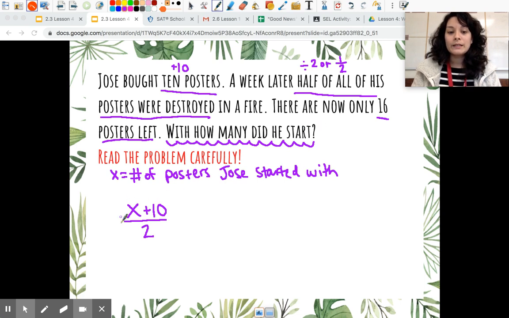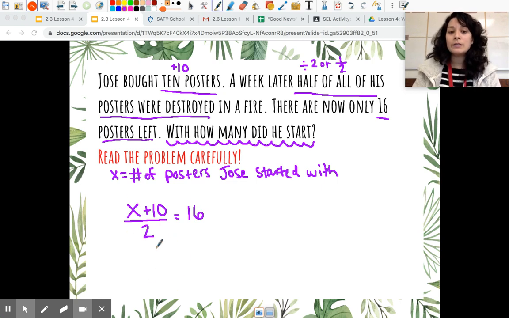And at this point, if this is the half that got destroyed, 2 halves are equal, so this should also represent the half that he has left. They mean the same thing. Remember, if you have half of something, half implies that both halves are equal. So if this is the half that he has left, and we're told that he only has 16 posters left, well, this has to be equal to the 16 that he has left.